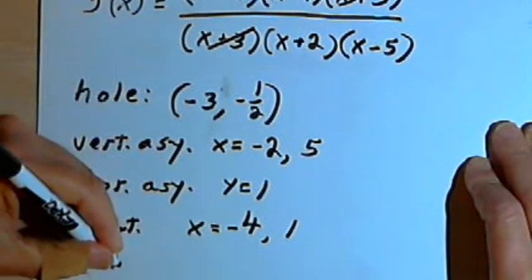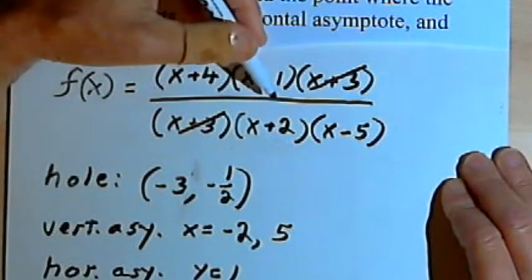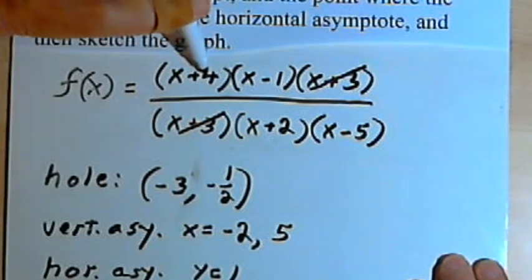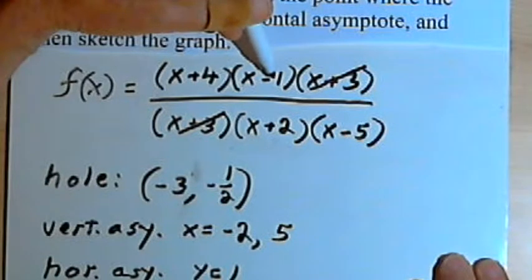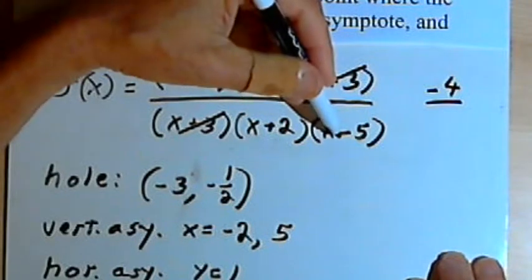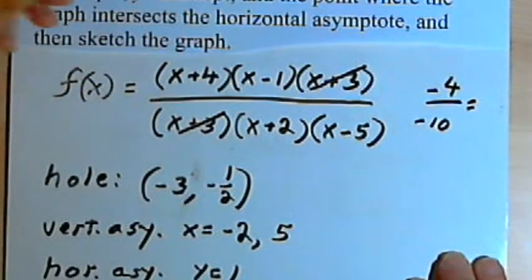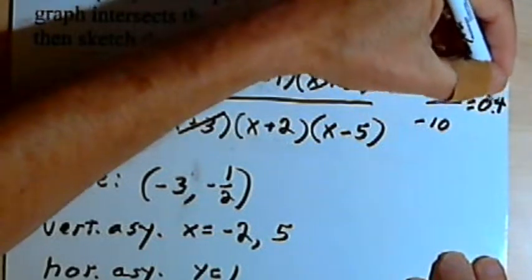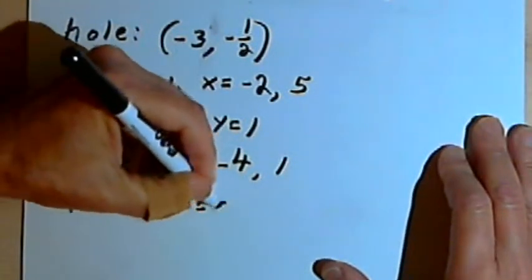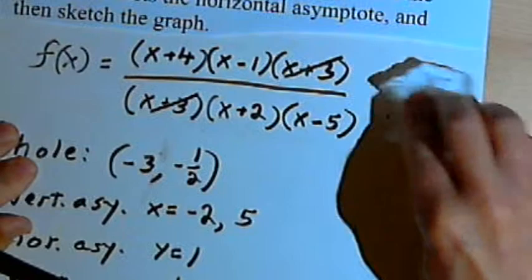For the y-intercept, what I want to do is see what would happen if all the x's were turned into zeros. In other words, if the value of x was 0. So I would have a +4 times a -1, that would be a -4, and a +2 times a -5, that would be a -10, and that just becomes, I'll make that into a decimal, 0.4. So the y-intercept is going to happen when y equals 0.4. Let me go back and get rid of that.